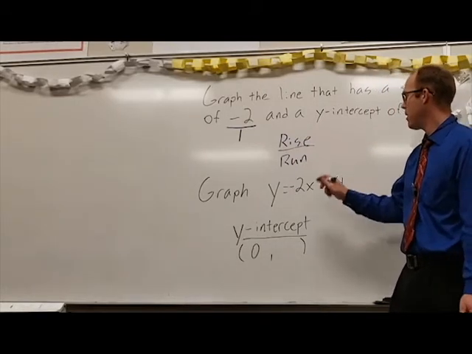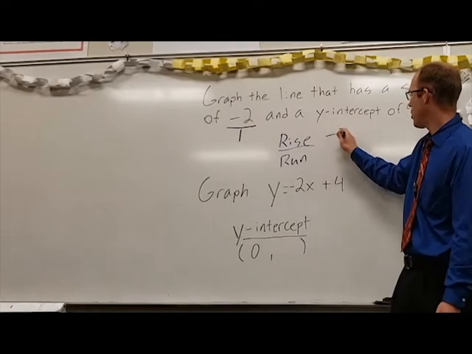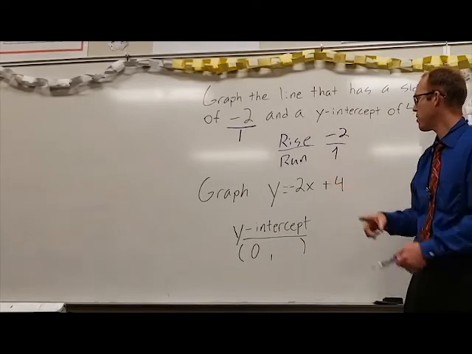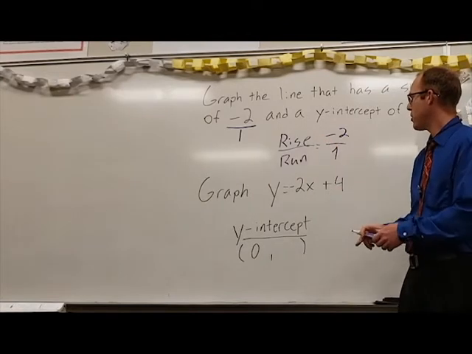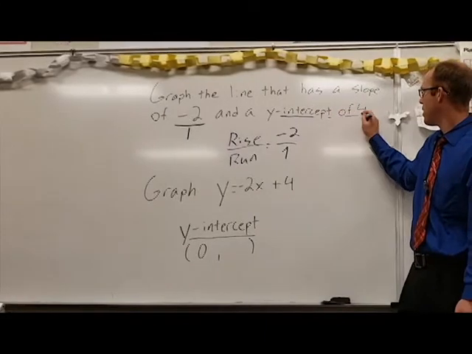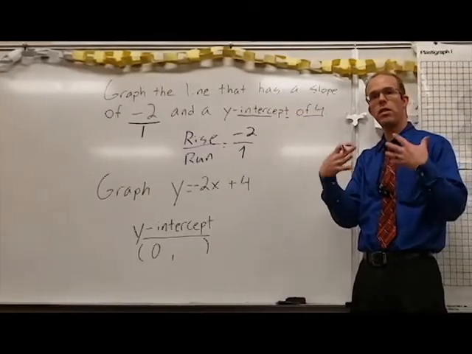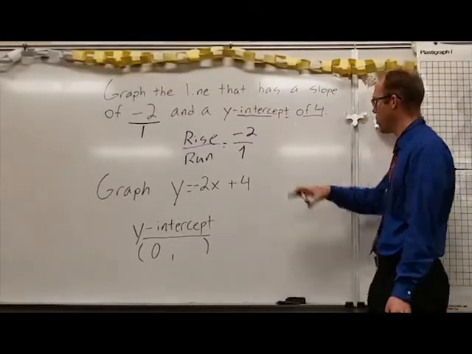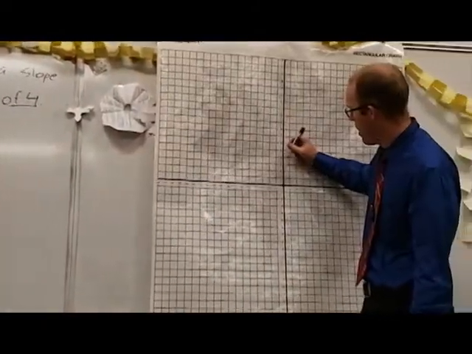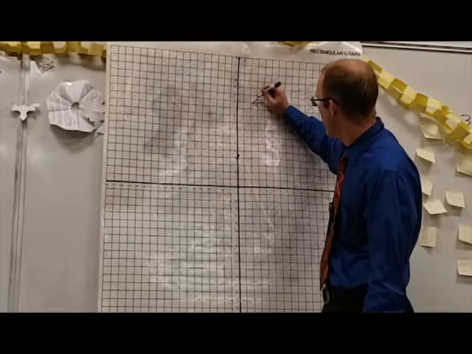That now tells me that I am going to go down 2, that's my rise, and to the right 1, since it is positive, that's my run. So I'm going to use that to build the stairs. We're going to start with the y-intercept though. That gives us a nice place to put a point so that we can then begin to build our stairs. So our y-intercept is 4. We're going to put that on the graph right here. And our rise over run is -2 over 1.